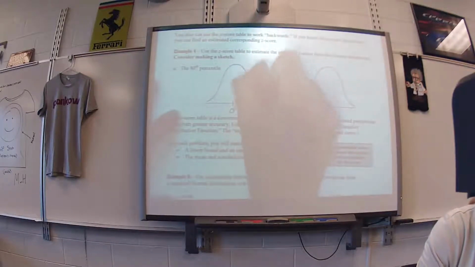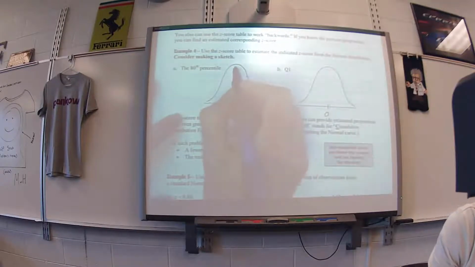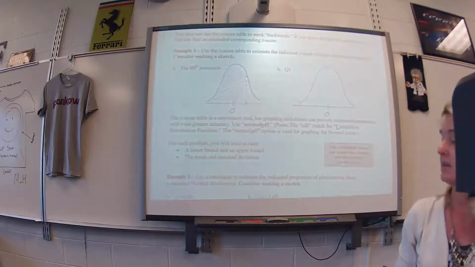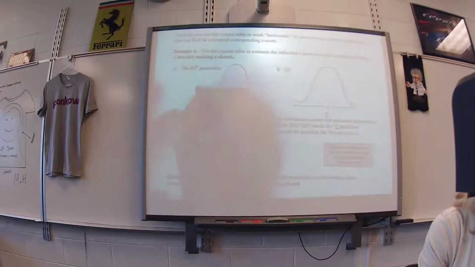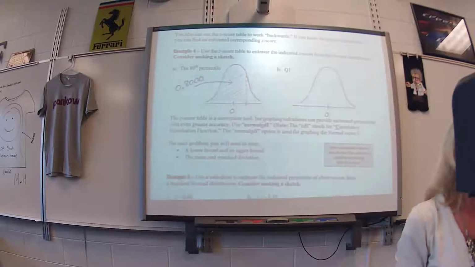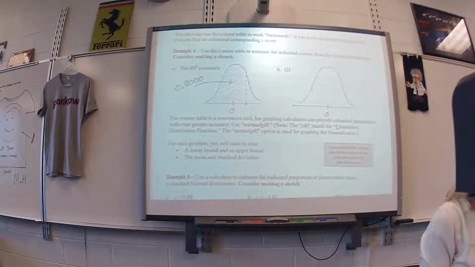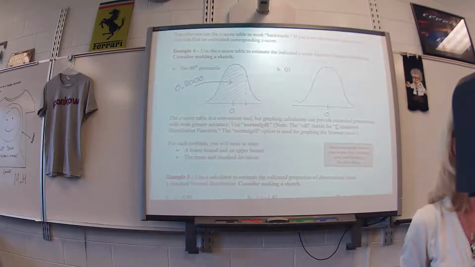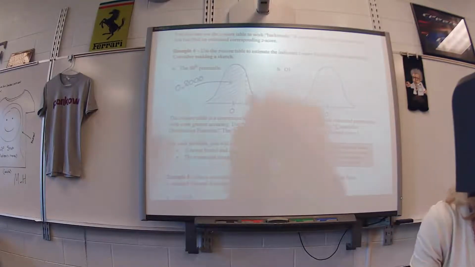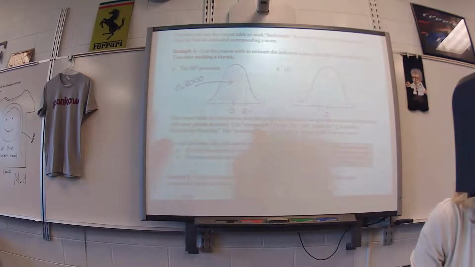So I'm going to mark this as my 80th percentile, and I'm going to draw my perpendicular. And I'm going to shade what to me looks like to be about 80%. So this region in here is 0.8000. Now, why am I going to 4 decimal places? Because I'm going to be looking at my Z-score table and I'm using it in reverse. I need to know what Z-score is this.